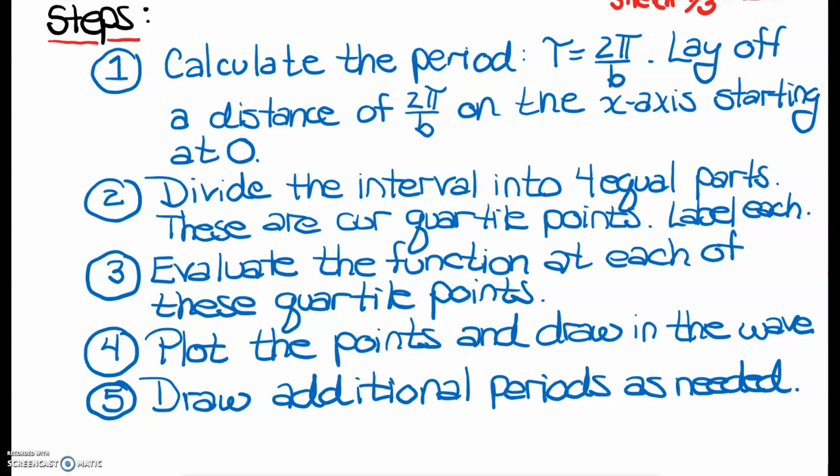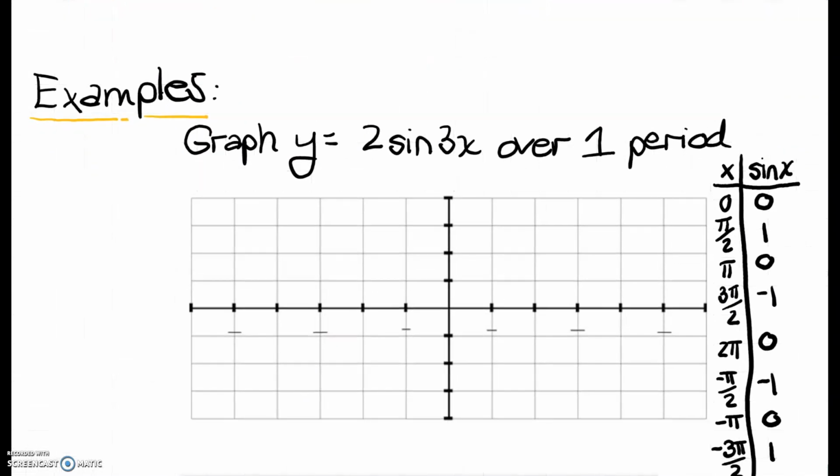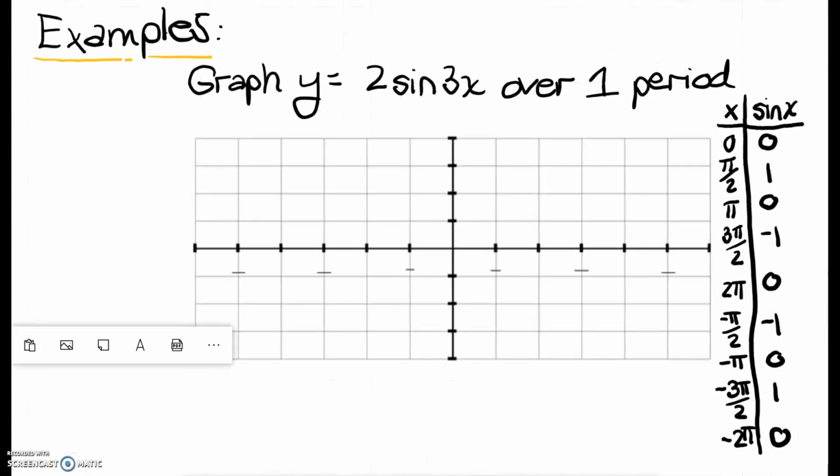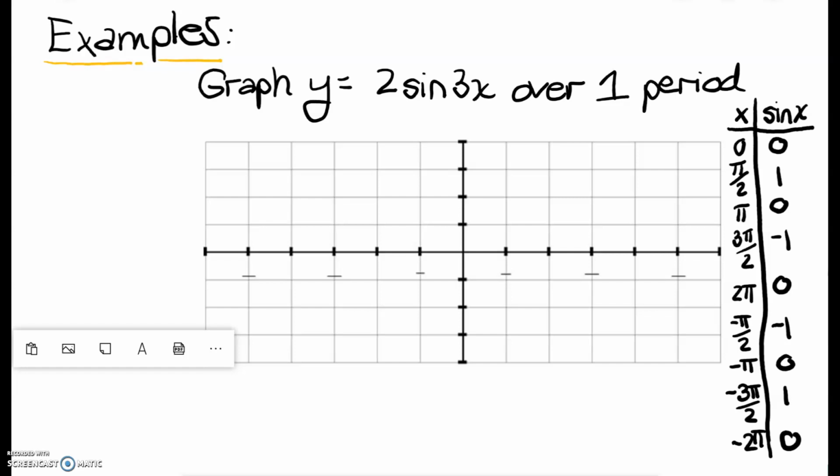We divide the interval into 4 equal parts, and these are our quartiles. We need to find the labels for each of those, and I'll show you how in our examples. Evaluate the function at each of these quartiles, plot the points and draw in the wave, and then draw additional periods as needed. So let's take a look at our very first example. We are going to be graphing y equals 2 times the sine of 3x over just 1 period.